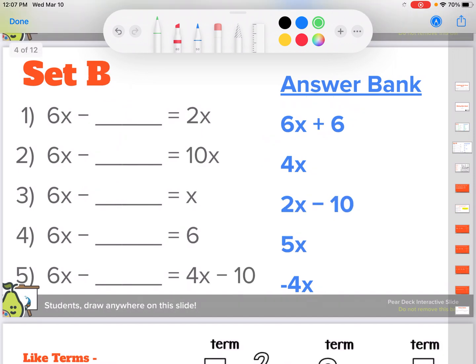For the next one, same idea, but now I'm using subtraction. So 6x minus what is going to give me 2x? Well, 6x minus 4x is going to give me 2x. 6x minus what is going to give me 10x? Well, I'm going to have to add the opposite. So the opposite of negative 4x would be positive 4x. So, yep, that works.